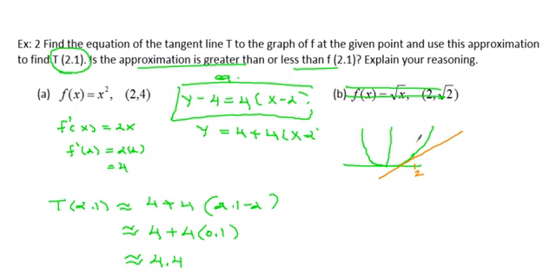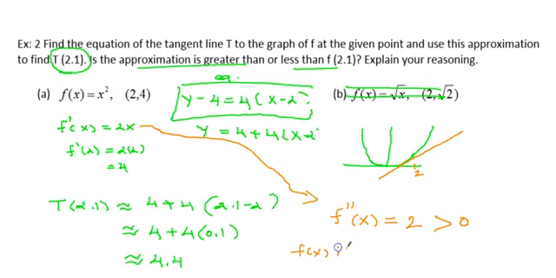But what if you don't have a graph? For that part, you have to find the second derivative. And that's what we learned. The second derivative is from here. Second derivative is 2, which is always greater than 0. So you can say f of x is concave up. Therefore, approximation is under approximation.